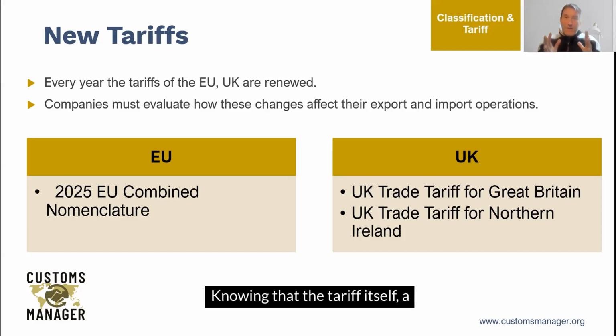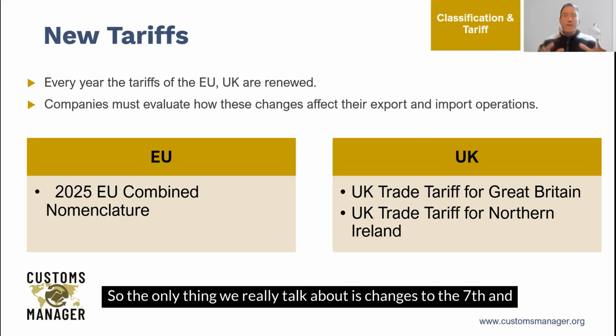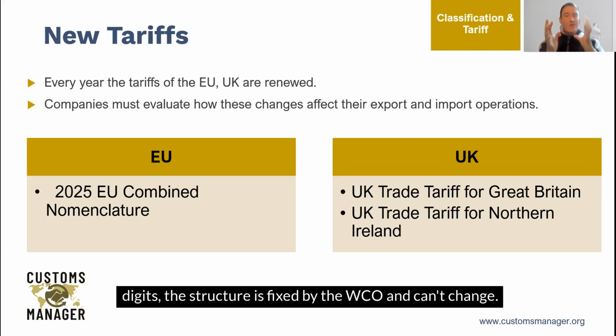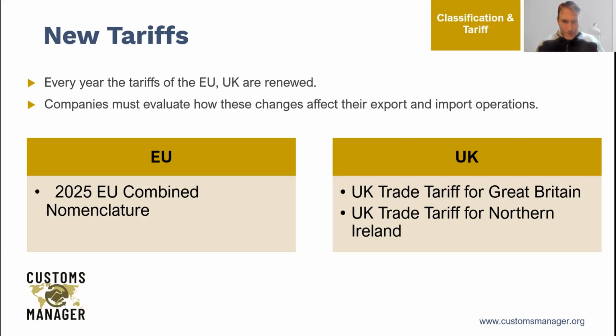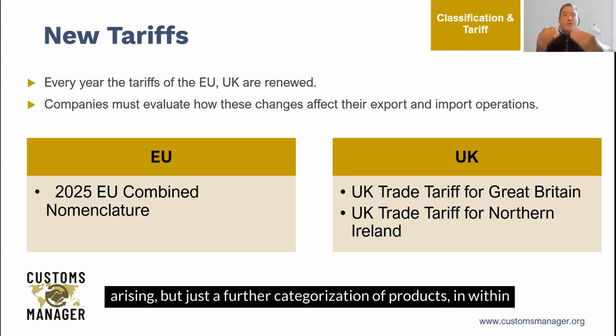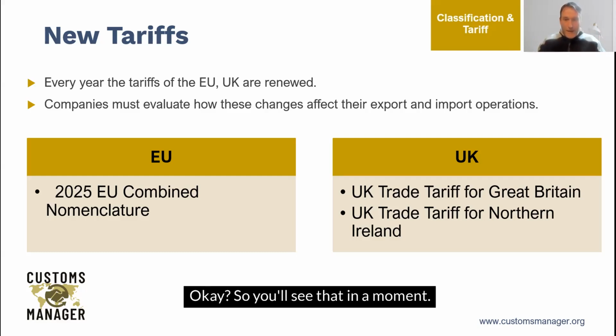Knowing that the tariff itself, a customs tariff, only ever describes 8 digits. So there is an EU combined nomenclature, which in fact is an annex of a regulation, and that only talks about 8 digits. So the only thing we really talk about is changes to the 7th and the 8th digits rather than anything else, because the first 6 digits, the structure is fixed by the WCO and can't change. So that means you will not see fundamentally new products arising, but just a further categorization of products within their grouping already. Okay, so you'll see that in a moment.